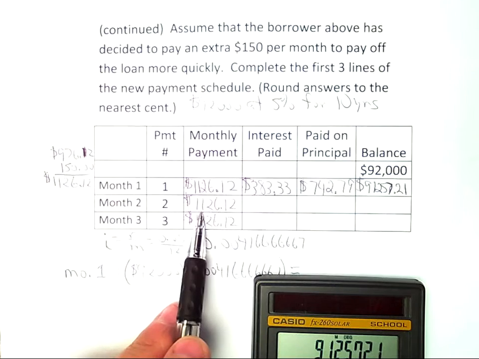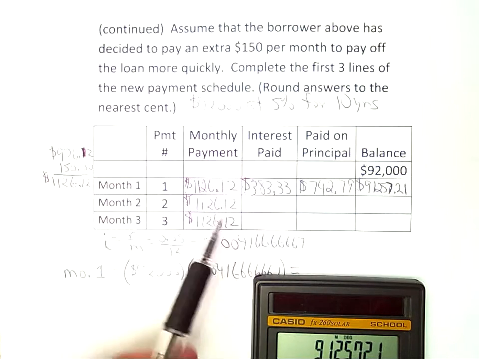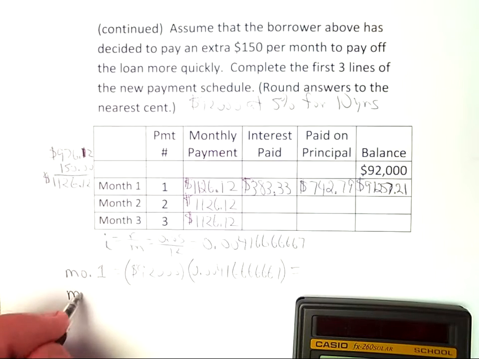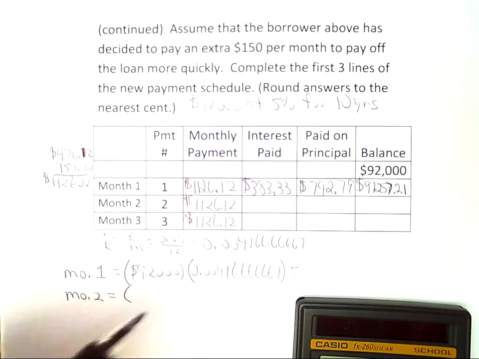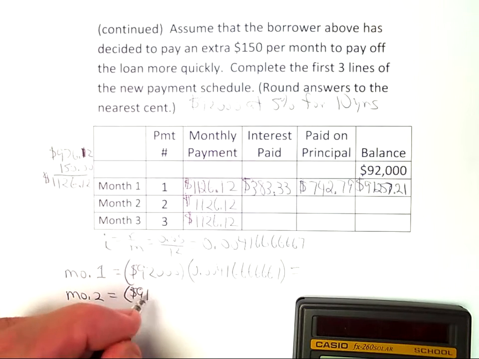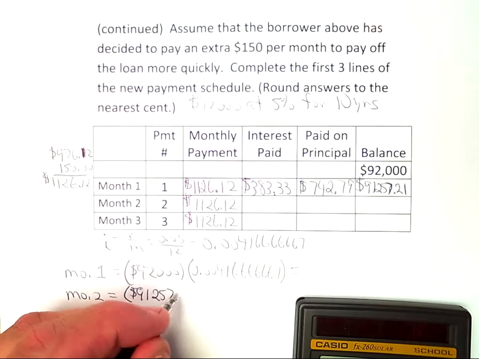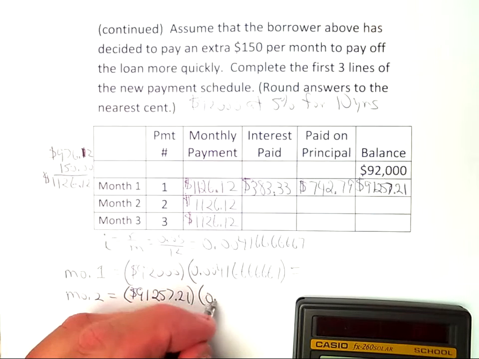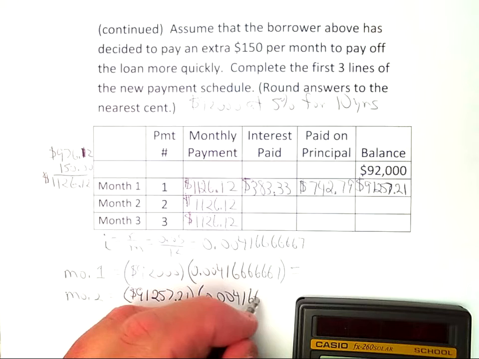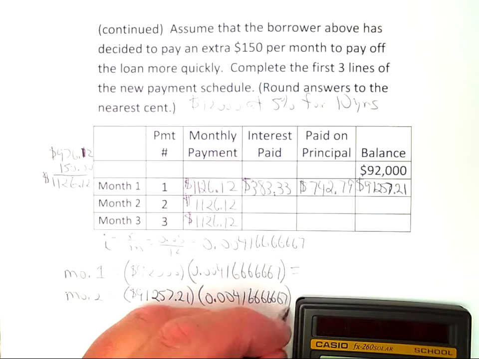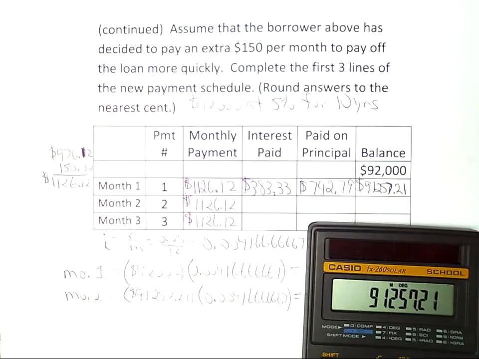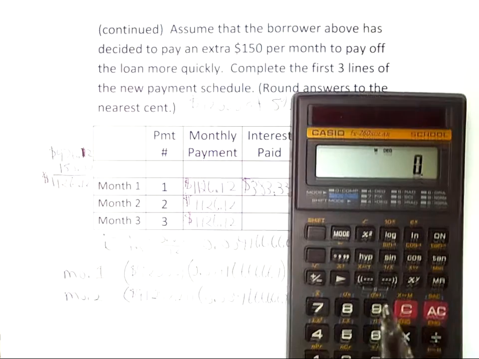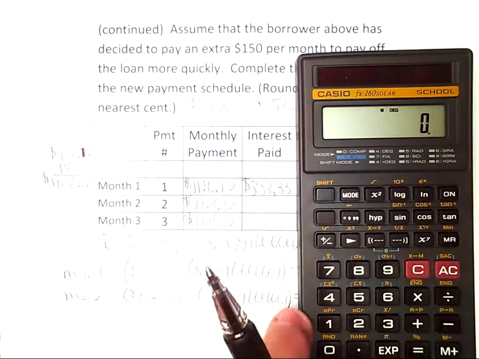In month 2, you make the same monthly payment, but it's on a smaller amount because you don't owe as much. So it's only on $91,257.21. The interest rate doesn't change. But again, I'm not relying on what I wrote down here anyway because I have that number stored in memory. So if I want to do that calculation, all I have to do is press MR.